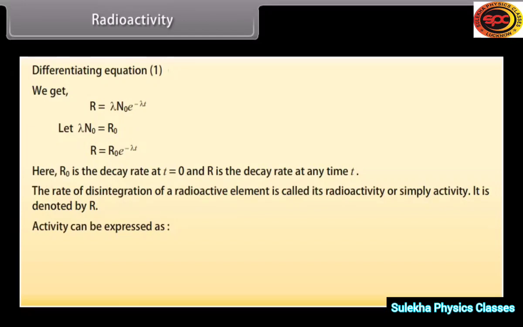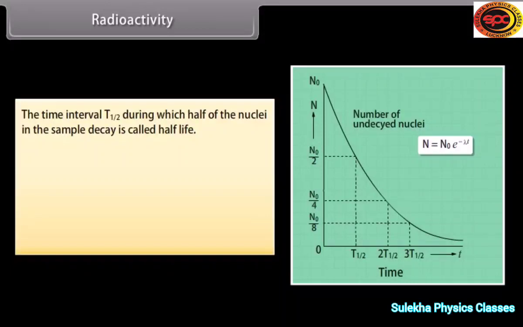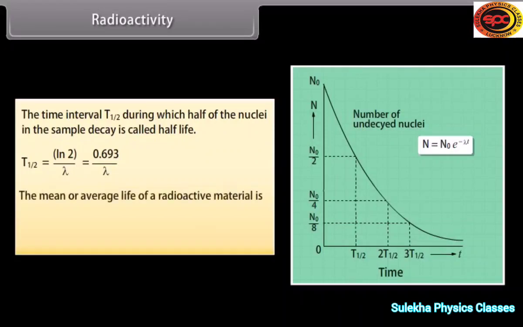Activity can be expressed as R = Nλ. The SI unit for activity is becquerel. 1 becquerel = 1 Bq = 1 decay per second. Radioactivity. The time interval T1/2, during which half of the nuclei in the sample decay, is called half-life. T1/2 = ln2/λ, which is equal to 0.693/λ. The mean or average life of a radioactive material is τ, which is equal to 1/λ.